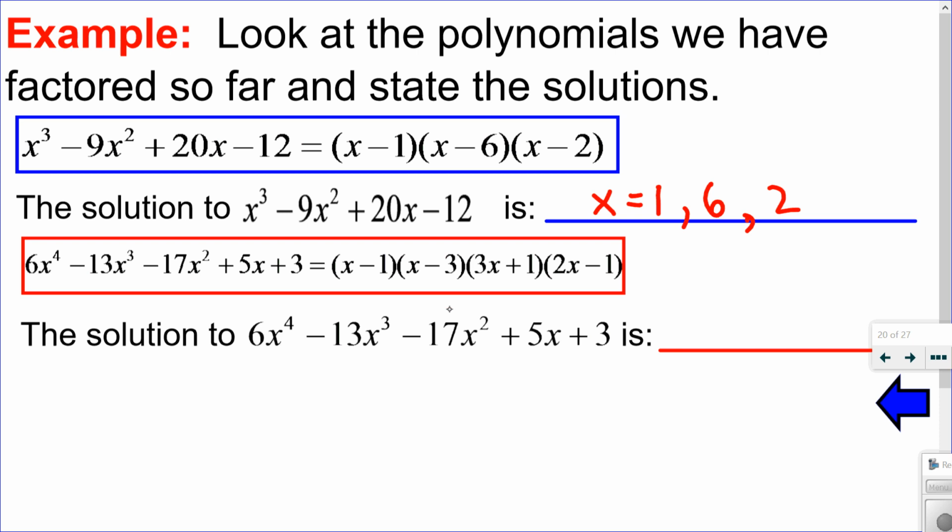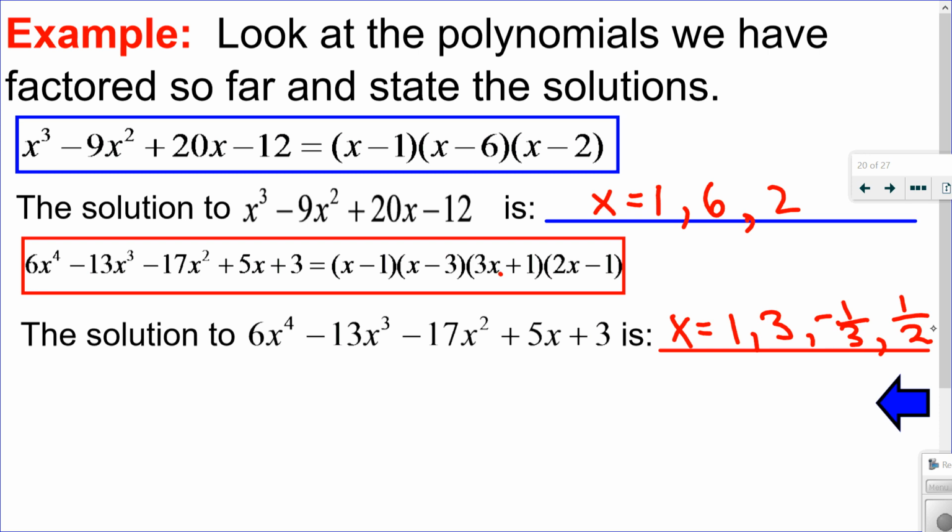Okay, next one here, it factors into 4 binomial factors. So my solutions are the opposites. The opposite of -1 is +1. The opposite of -3 is +3. The opposite of +1 is -1. And then the opposite of multiply by 3 is divide by 3. The opposite of a -1 is a +1, and the opposite of times by 2 is divide by 2. So those would be all of my roots.